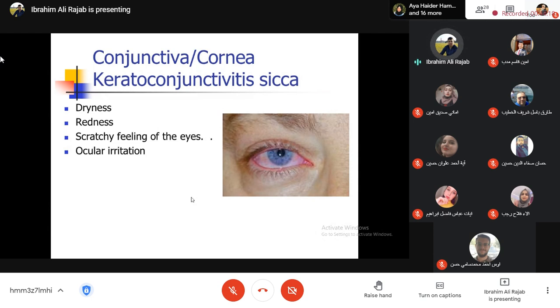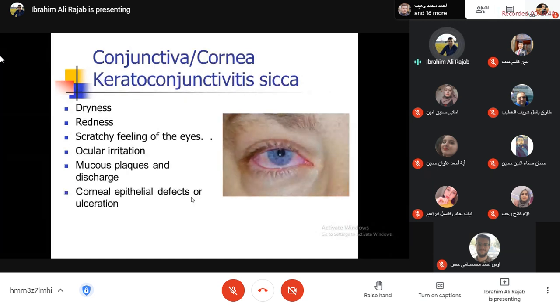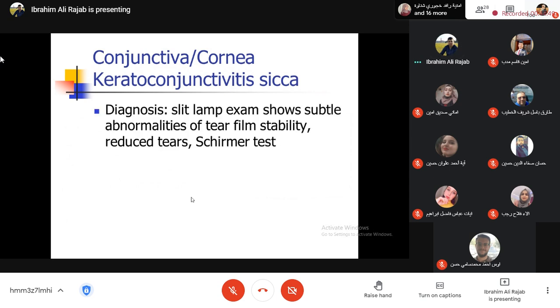If the amount of the tear is less, this friction and irritation of the lid over the conjunctiva and cornea will cause a foreign body sensation, redness, irritation, and mucus discharge. And because of the friction of the lid over the cornea, there may be a corneal epithelial defect and ulcer.